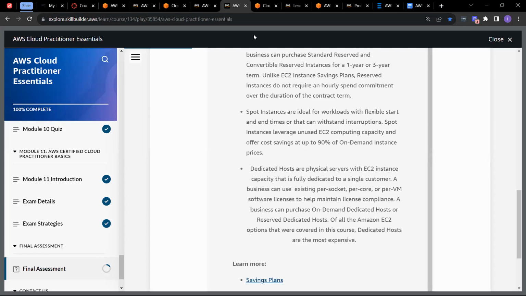So a business can use existing per-socket, per-core, or per-VM software licenses to help maintain license compliance. A business can purchase on-demand dedicated hosts or reserved dedicated hosts. Of all the Amazon EC2 options that were covered in this course, dedicated hosts are the most expensive.